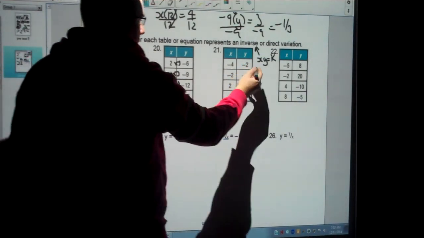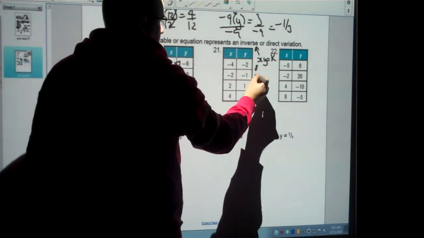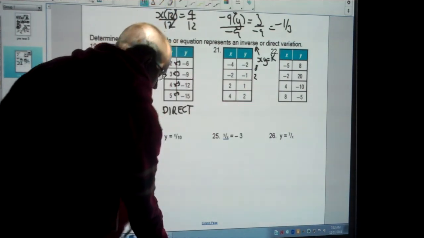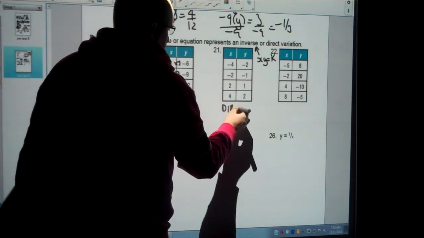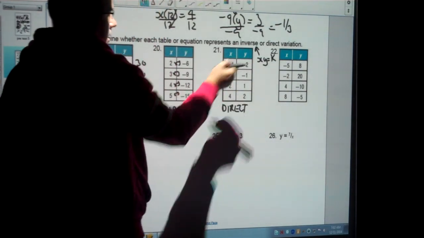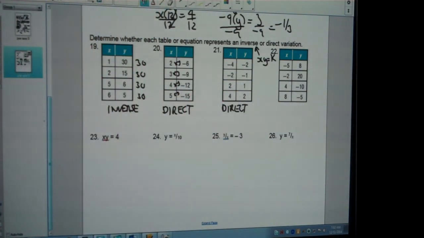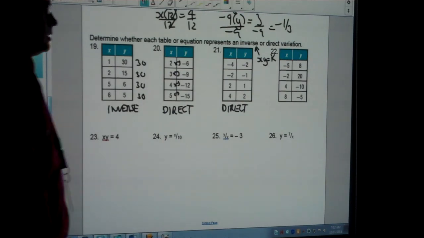For this one, negative 4 times negative 2 is 8, negative 2 times negative 1 is 2. Well, it's definitely not inverse, so for this question, it's direct. And the rule is times by 1/2, or if you prefer, just divide by 2.